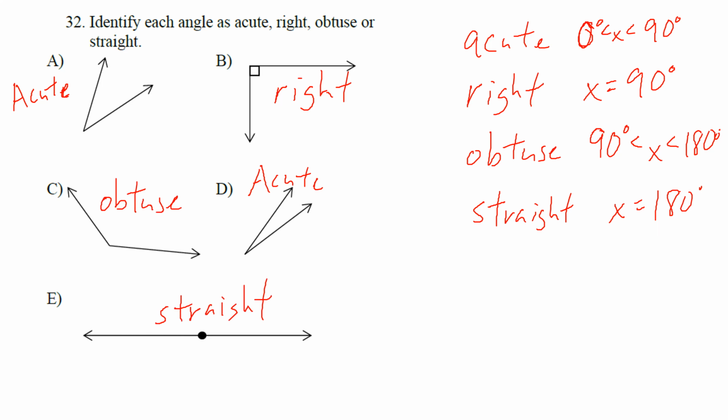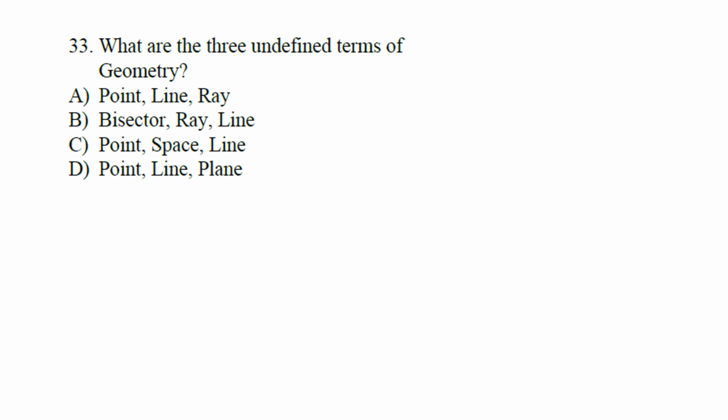All right, next. What are the 3 undefined terms of geometry? So anybody know what the 3 are? There's one choice there that's correct. Point, line, and plane. That would be it. So point, line, and plane.